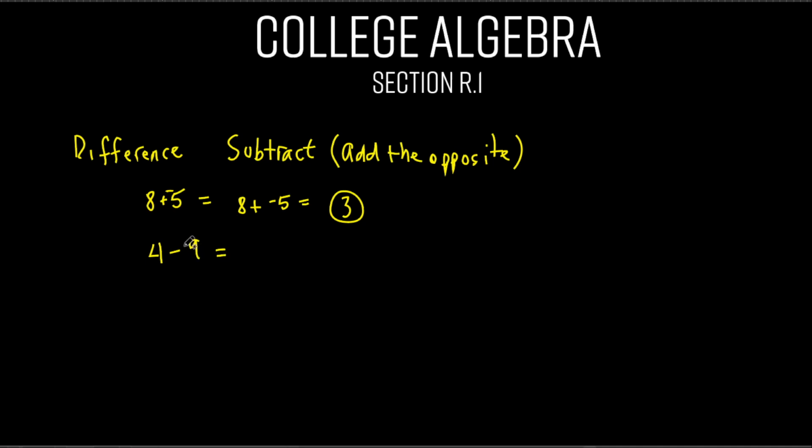So 4 minus 9, what do we do? We add the opposite, subtract the two numbers. So 9 minus 4 is 5. Take the sign of the larger number, which is negative, and so your answer is negative 5. So that is difference. Wow, that was pretty easy.